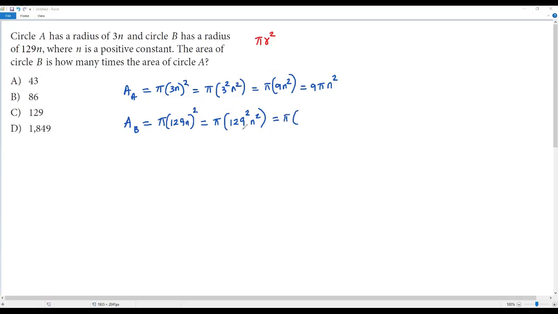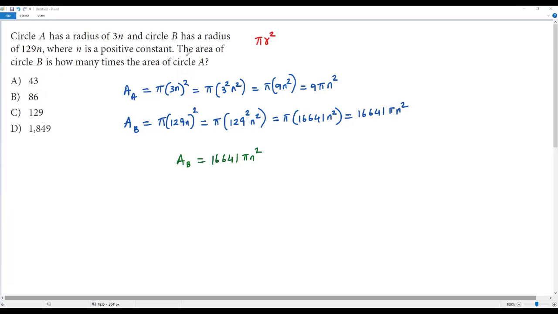Okay, pi times the value of 129 squared is 16,641 n squared. We can write this one in front of pi. Then we have 16,641 pi n squared. Okay, now let me write the area of circle B again over here. That is 16,641 pi times n squared.